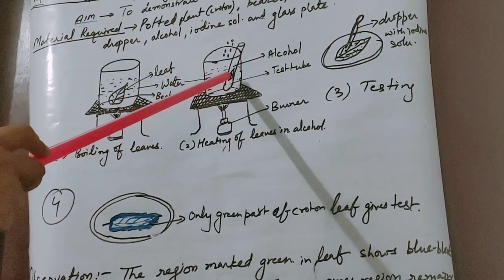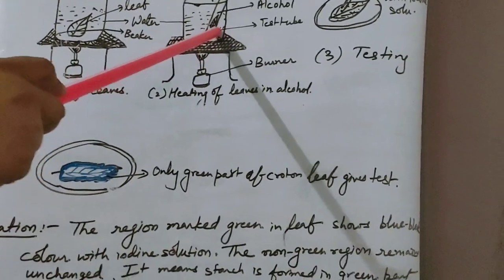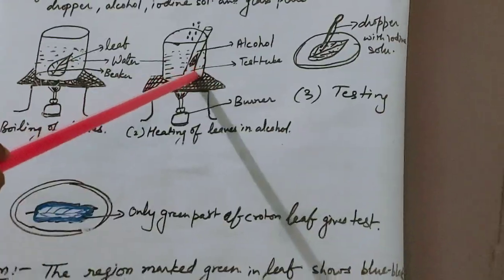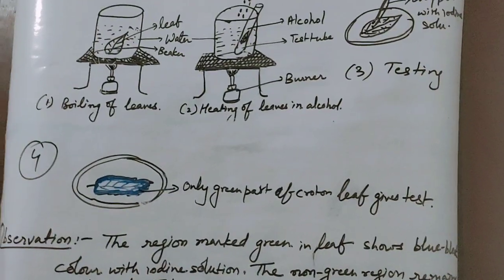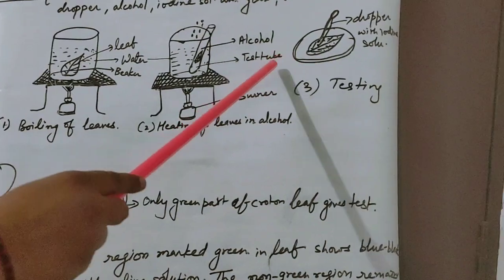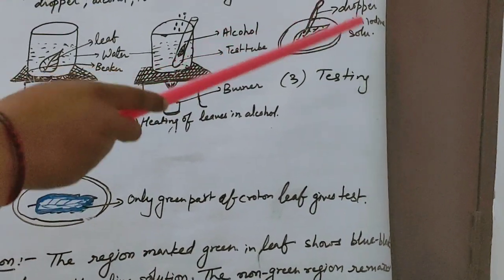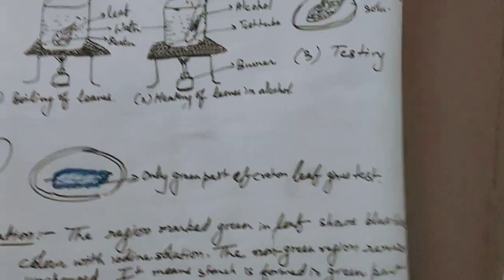Then we will take it and boil it in alcohol. Alcohol, again, what happens? It decolorizes the green color of the leaf as it destroys the chlorophyll. After that, we will take the leaf, keep it in a petri dish, and put a few drops of iodine solution on it. What will we observe, students?